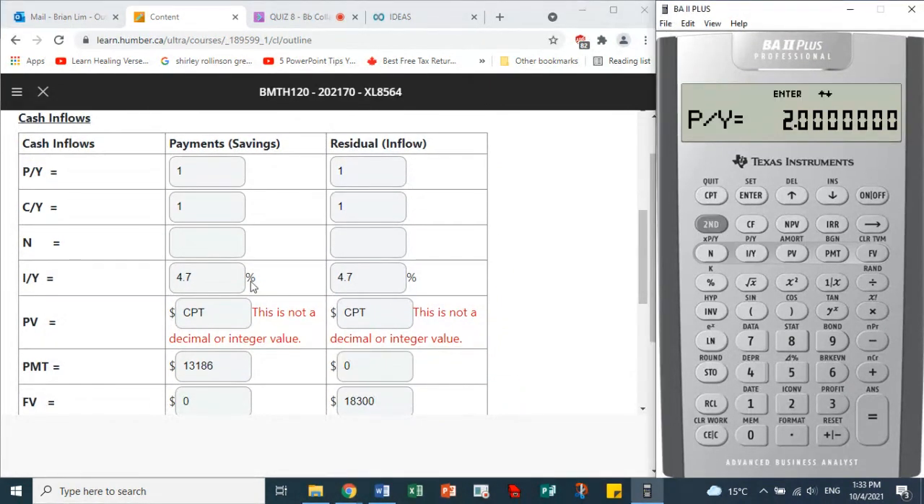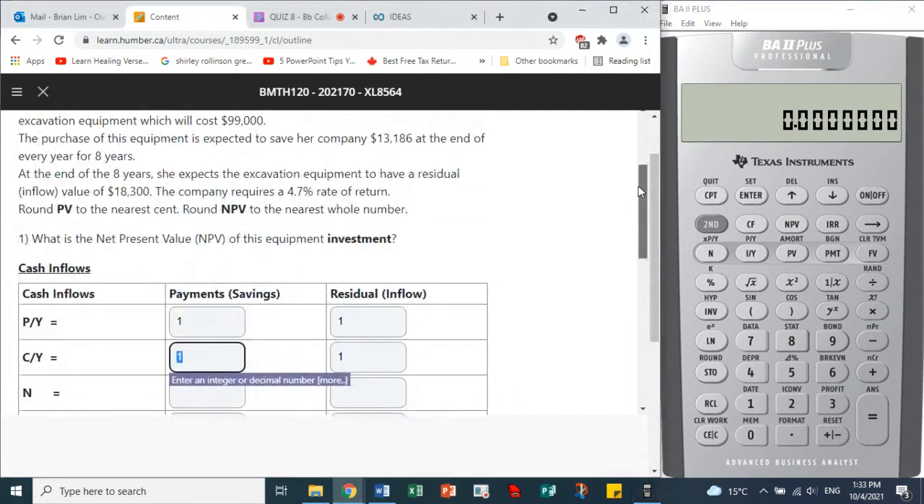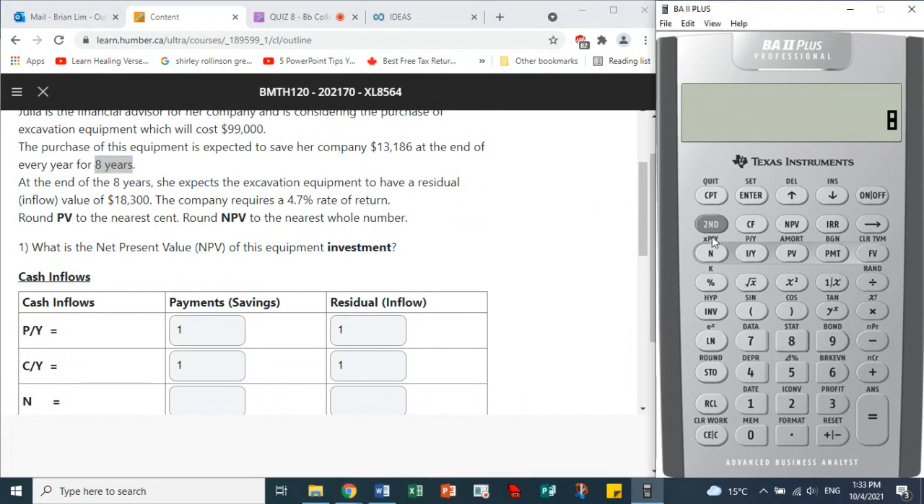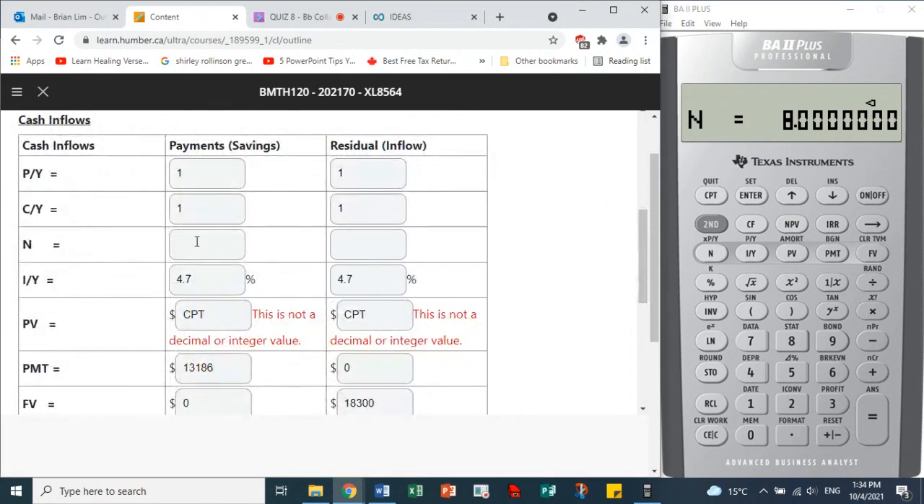Okay, so second IY and PY is 1, CY is 1, and these payments are at the end. So 1, enter, and CY is also 1. Okay, so how many years is it? It will be for 8 years. So we do what we know to do, 8 second n. And that value for n will be 8. Now that will also be here for the residual. Why? Because it's at the end of 8 years.